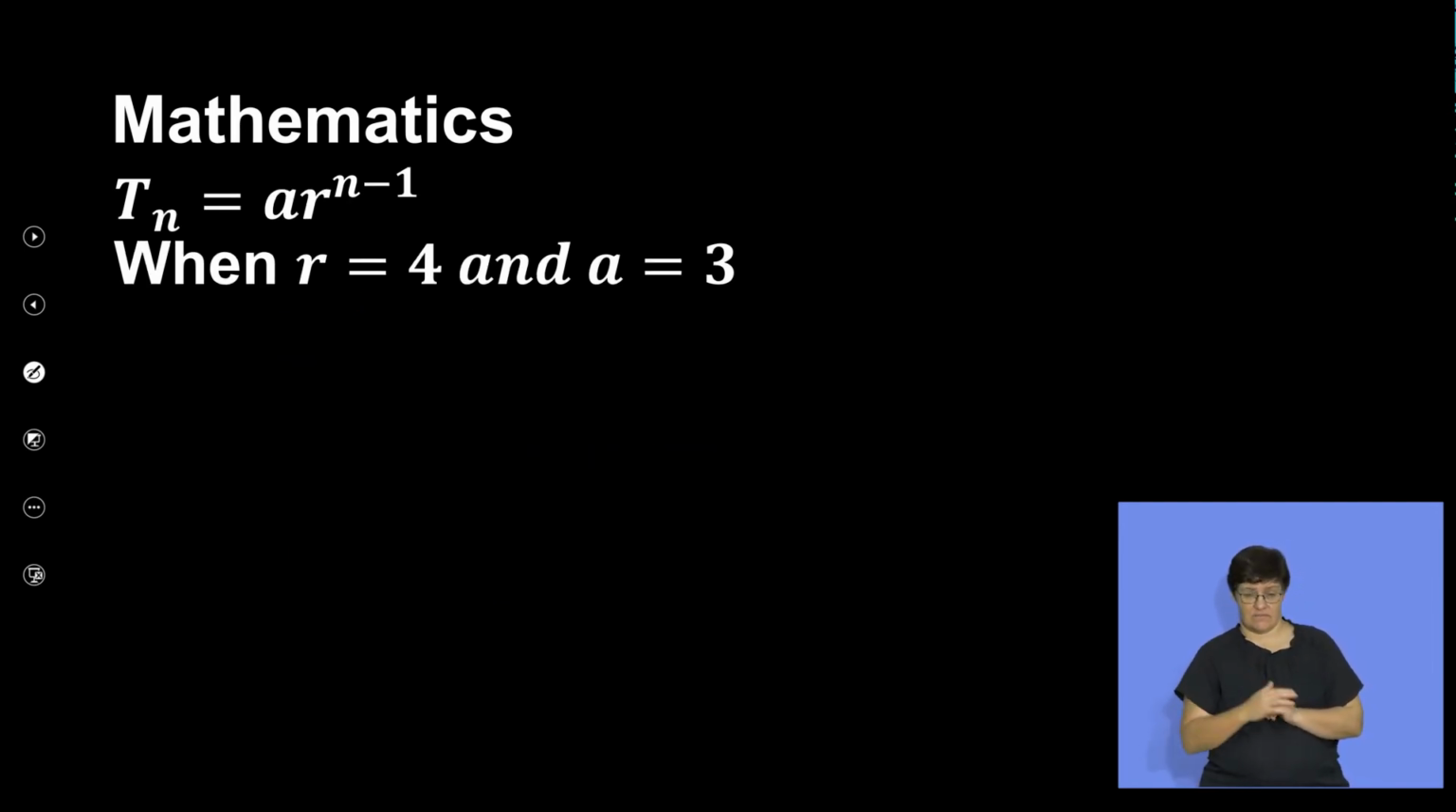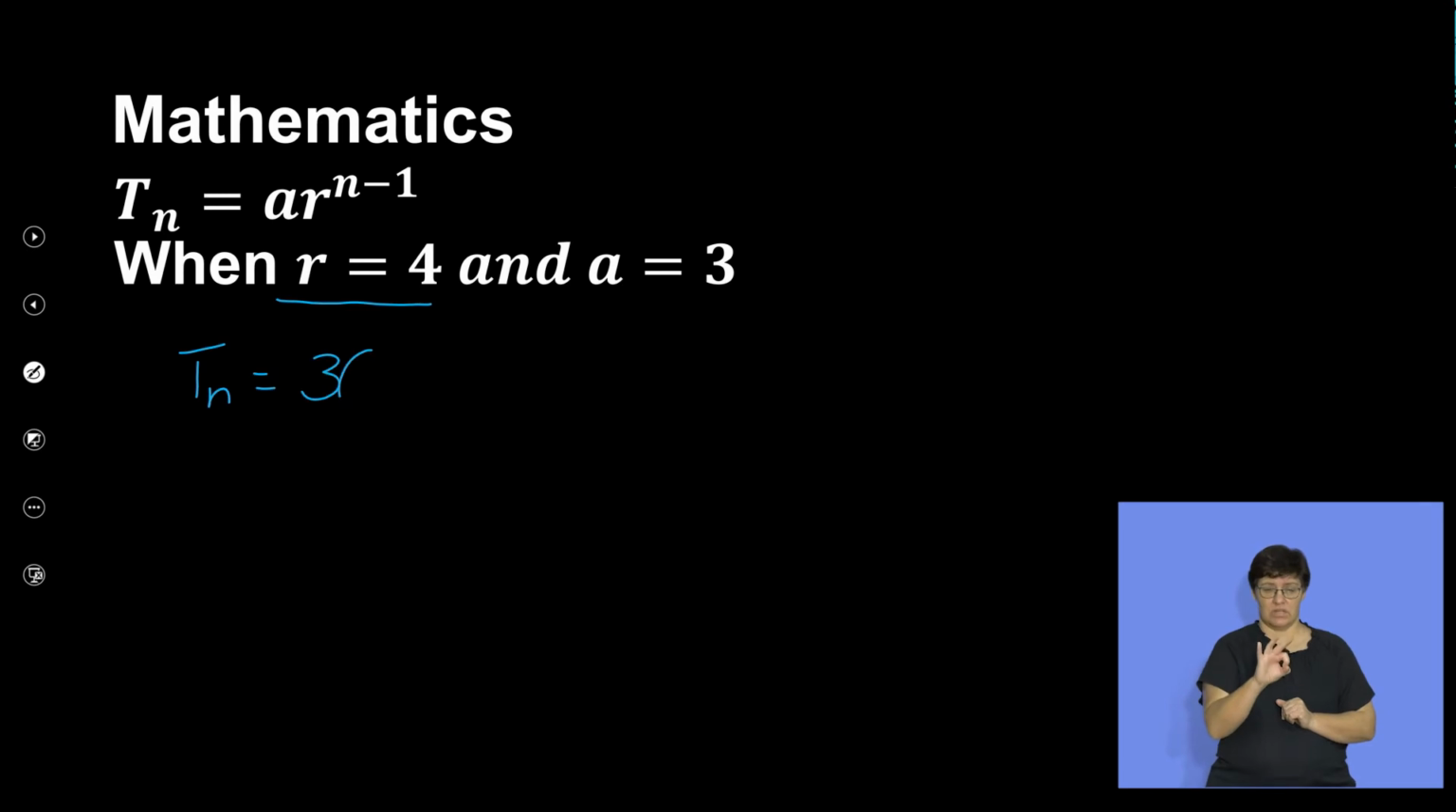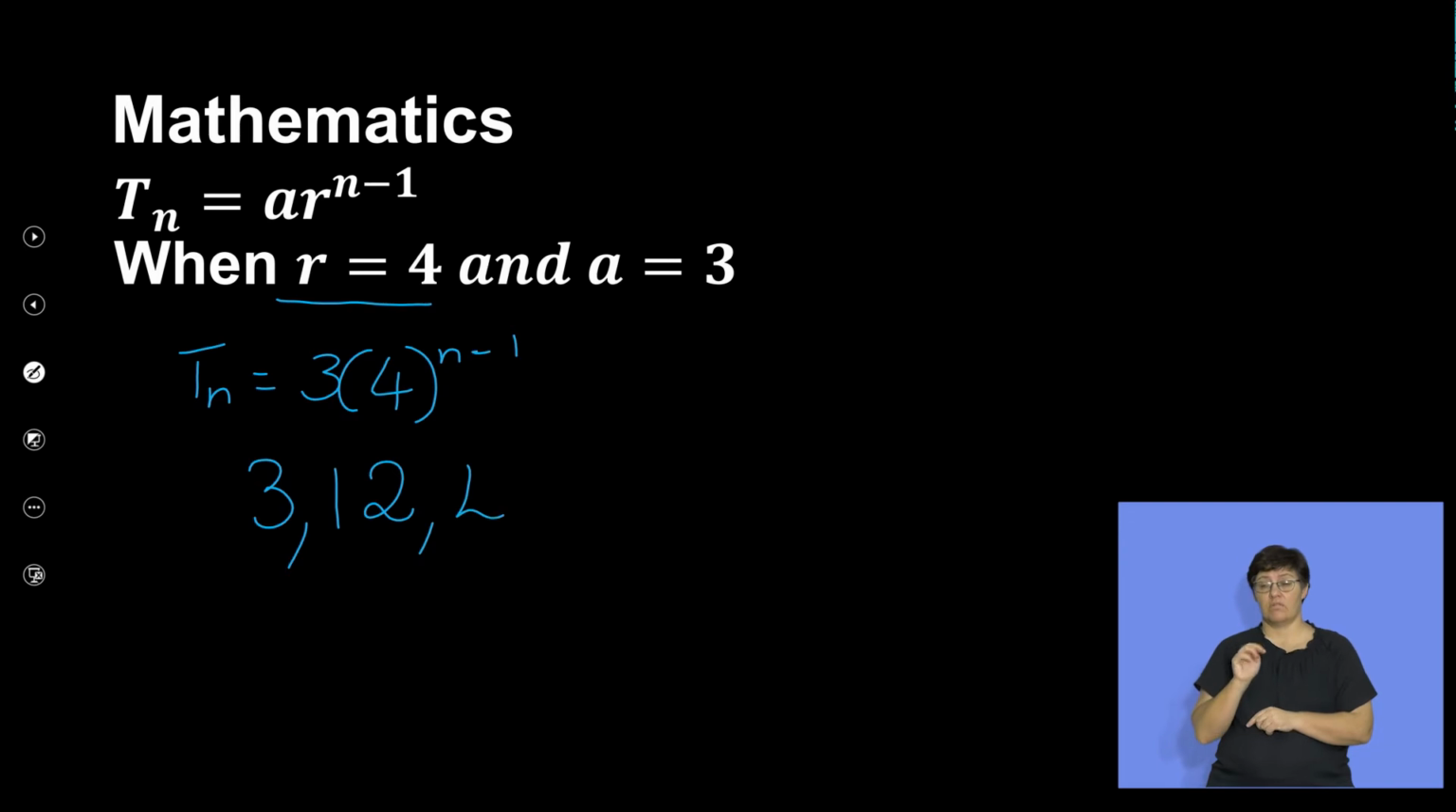Then we are going to do when R is equal to 4, Tn will be equal to 3 times 4 to the power of n minus 1. The first 3 terms will be 3. 3 times 4 gives me 12, and 12 times 4 gives me 48. So that is the nth term and the first 3 terms when R is 4 and when A is 3.